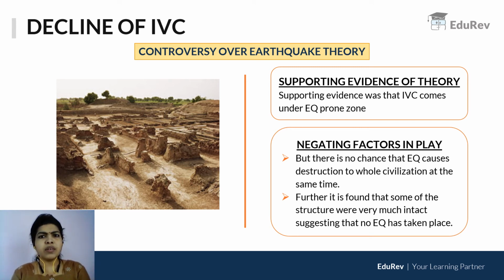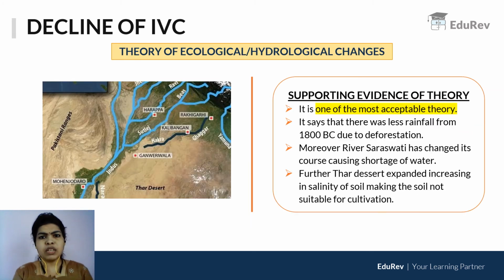They say that one earthquake or one flood could not have buried the entire civilization. Such a strong earthquake cannot be found at that place of Indus Valley. Further, it's found that some of the structures were very much intact, suggesting that no earthquake could have probably affected this particular region. And the final theory is one of the most acceptable theories.